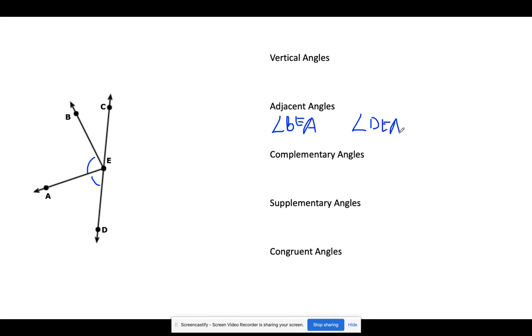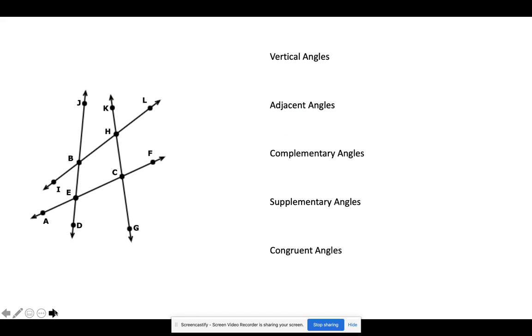So I have to use the 3 letters. Make sure you always use the vertex, the pointy end of the angle, as your middle letter. The other 2 do not matter when you specify specific angles. There are no congruent angles in here. There are supplementary angles, and I'm going to show this in a different pen color. If I was to talk about this angle here, BED is supplementary to CEB. Those would be supplementary because those 2 add up to 180.